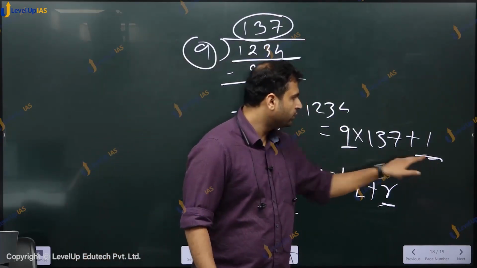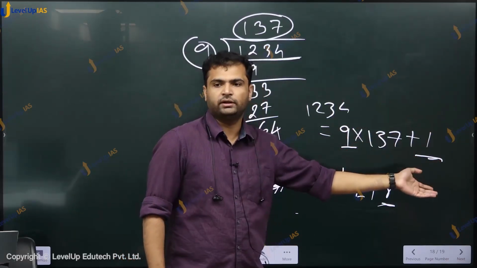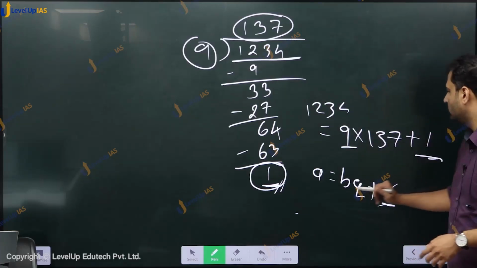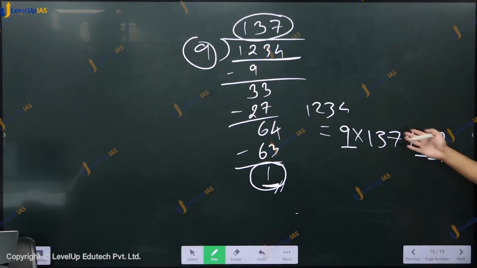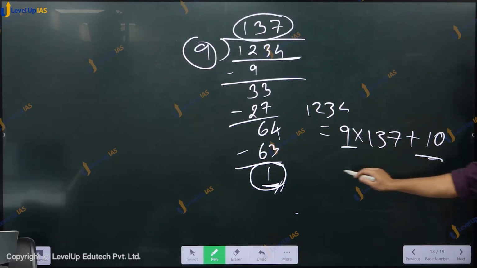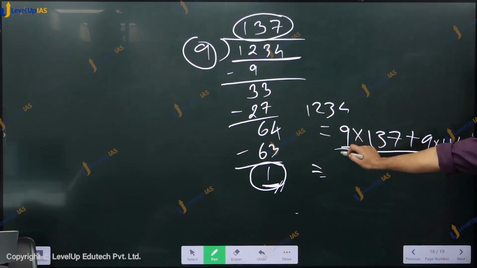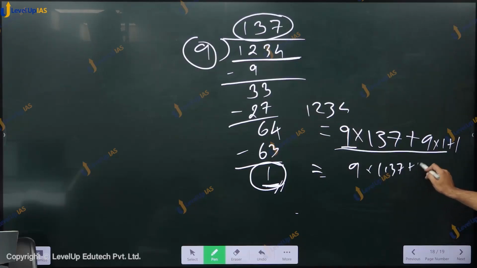ये जो रिमाइंडर है वो 9 से बड़ा नहीं हो सकता. अगर बड़ा है तो हम उसको फिर से एक बार डिवाइड कर लेंगे. Basically, if instead of 1 we have 10 here, so 10 is bigger than 9, which is not allowed. So what we do is we write this 10 as 9 into 1 plus 1, and then we absorb this 9 into this number. 9 is common, 137 plus 1 plus 1.